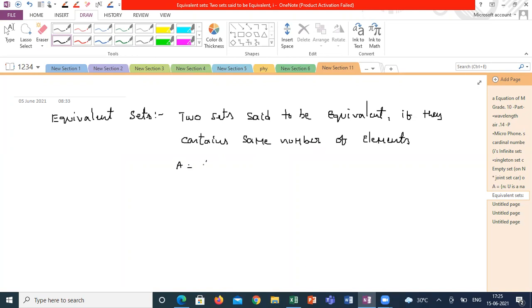Suppose set A is {A, B, C} and set B is {1, 2, 3}. That means the number of elements in A is 3, and the number of elements in B is 3. Then these sets are called equivalent sets. Understand what I'm saying, guys? If two sets have the same cardinal number, then those sets are called equivalent sets.